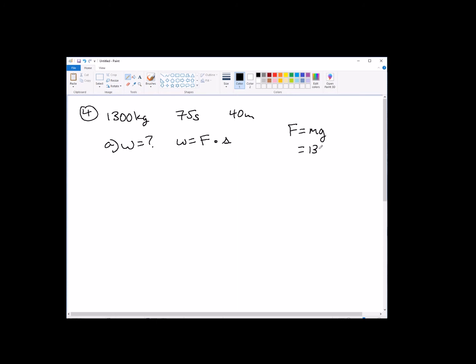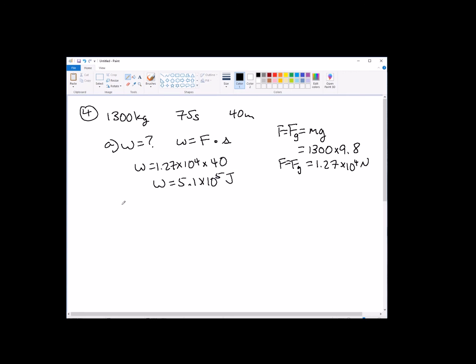So we have 1,300 times 9.8, and that gives us a force of Fg, which is equal to F, gives us our answer of 1.27 times 10 to the 4 newtons. So as soon as we have the newtons, we can now go 1.27 times 10 to the 4 times displacement, which is 40 meters, and it gives us our work is equal to 5.1 times 10 to the 5 joules.